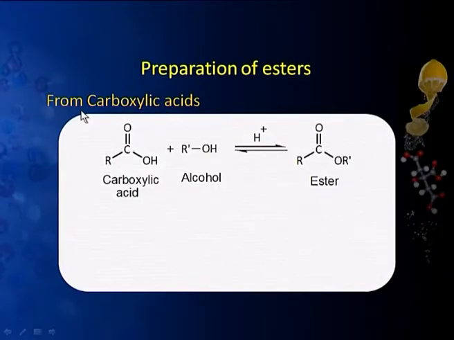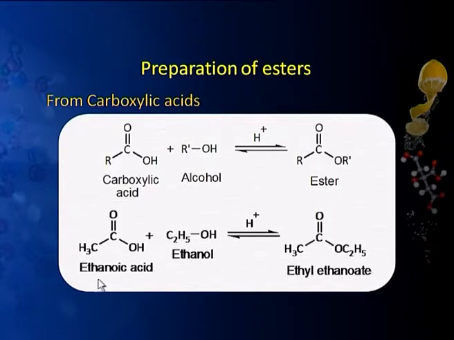The very first method is that esters can be obtained from carboxylic acids. Carboxylic acids and alcohols react and lose a water molecule, and we get an ester. The reaction is carried out in the presence of some acid. Generally a few drops of sulfuric acid are used as a catalyst in this reaction. For example, when ethanoic acid reacts with ethanol, it loses a water molecule and we get ethyl ethanoate.